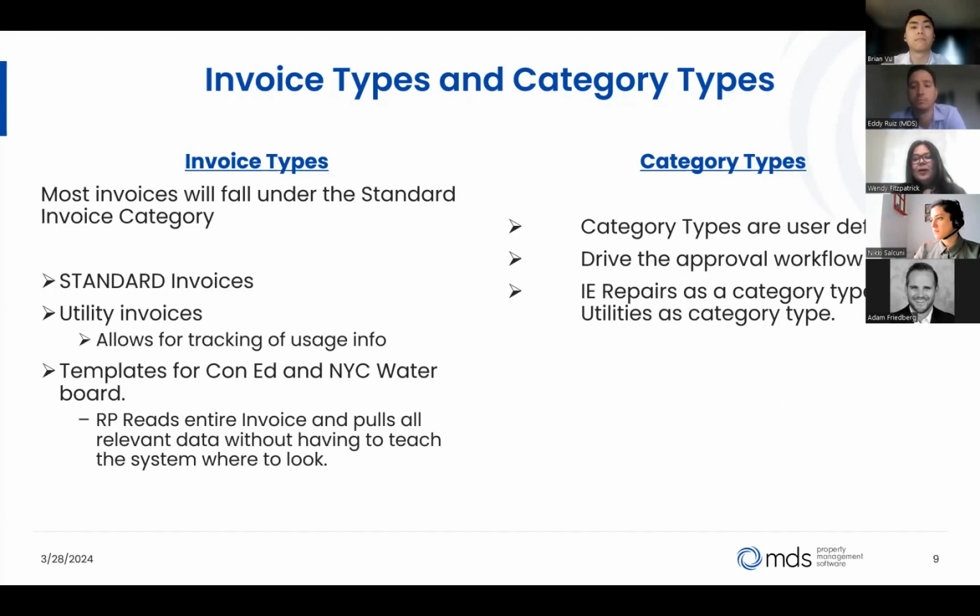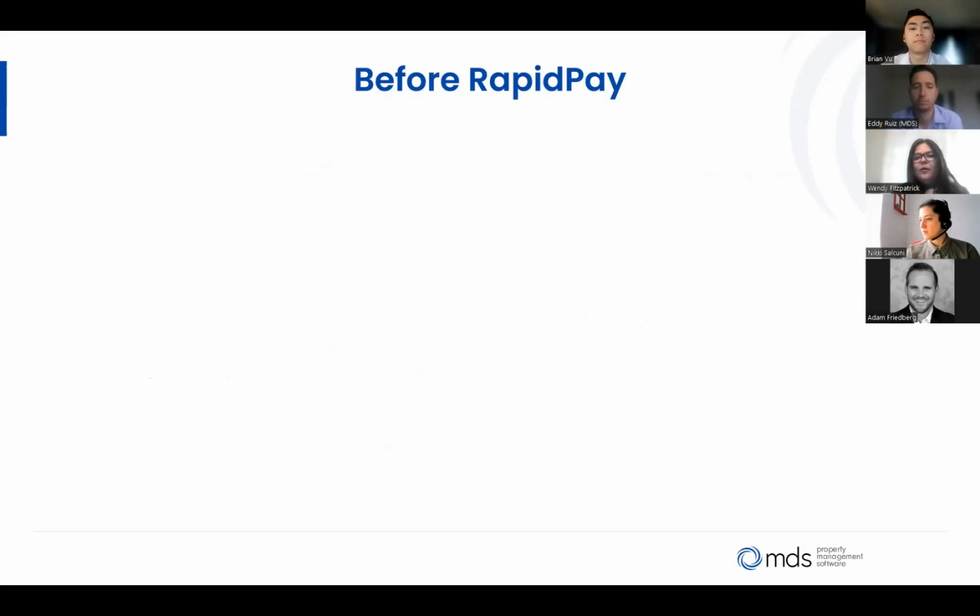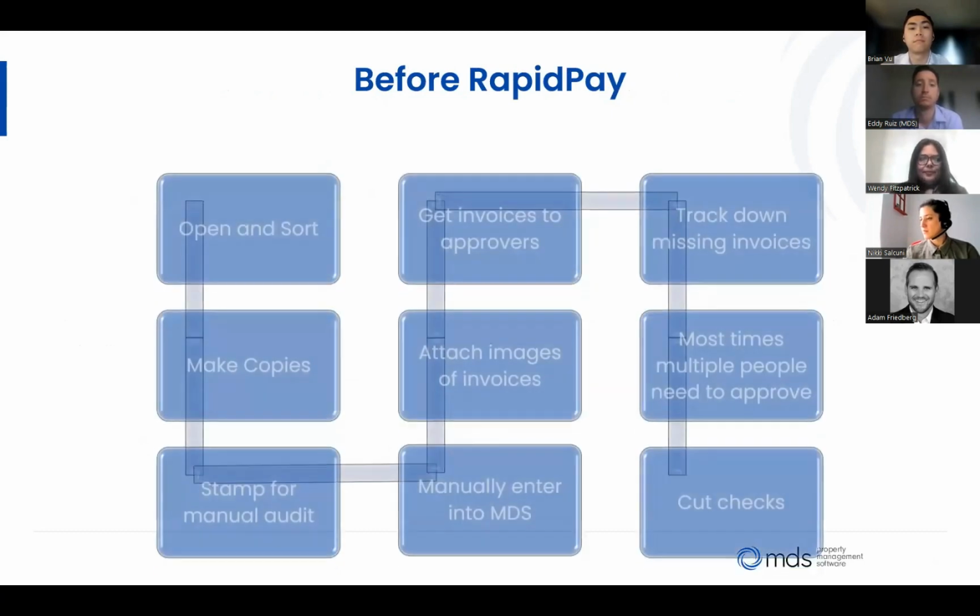And there's all these different additional settings that will allow you to set up those thresholds based upon minimum and maximum dollar thresholds, what property managers are responsible for which properties. So categories drive the approval workflow.